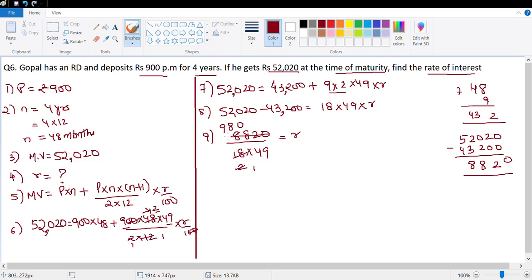2, 1. And this is 2490, 49 1, 49 10. Therefore, R is equal to 10% per annum. So the rate of interest in this question works out to 10% per annum. Let's look at the next question.